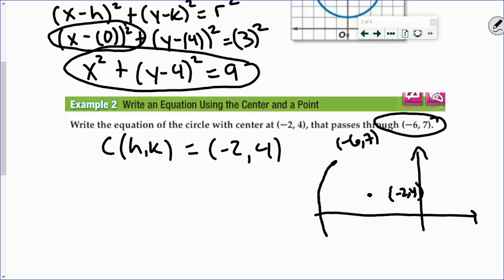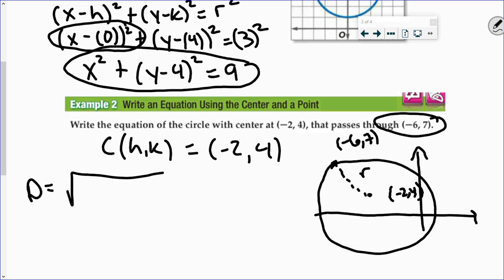So our circle would be going around the center. This distance, from (-2, 4) to (-6, 7), would be our radius. So we've actually got to find the radius of this circle, and we need to use the distance formula. As a reminder, distance equals the square root of (x2 minus x1) squared plus (y2 minus y1) squared. The square root of all that would give us the distance.